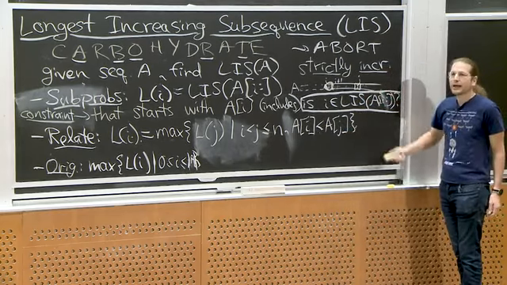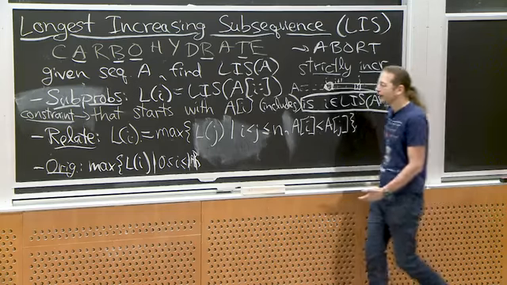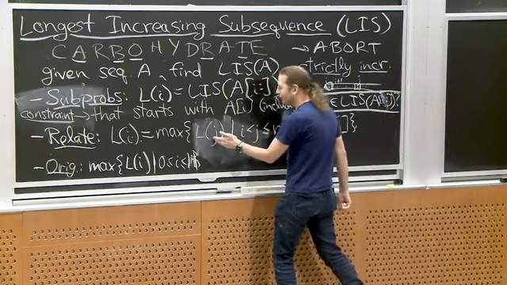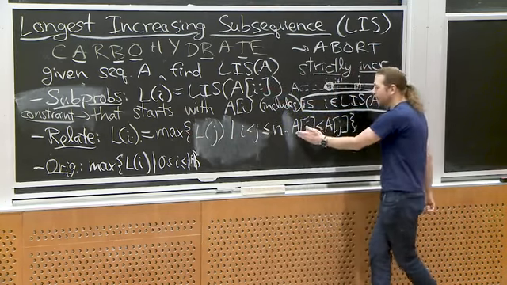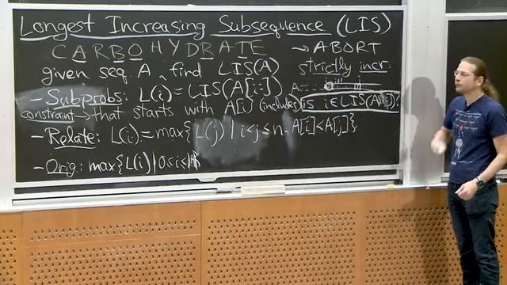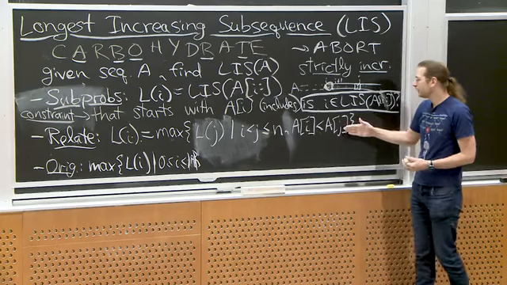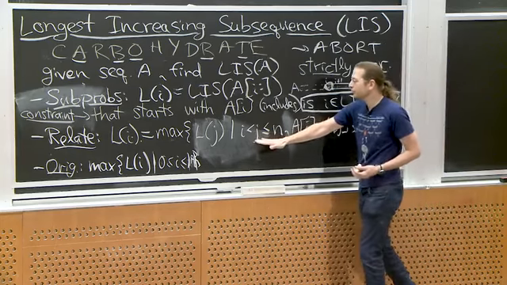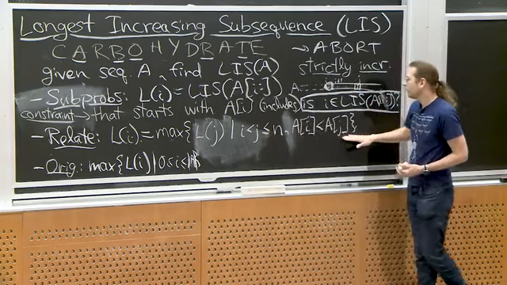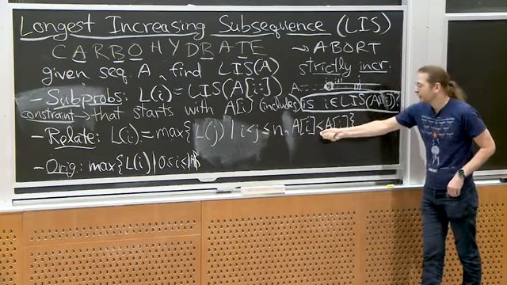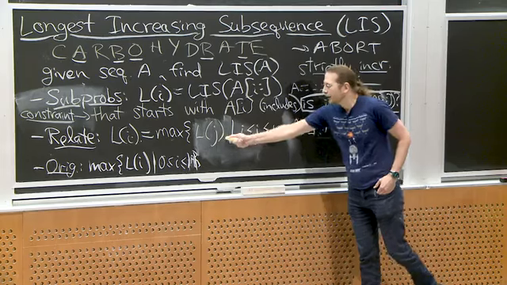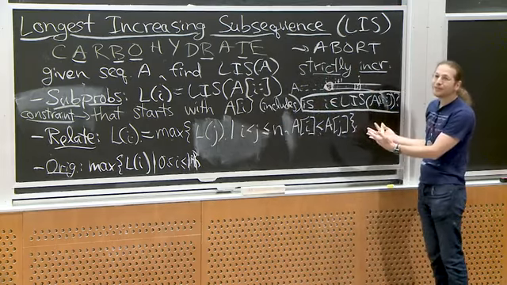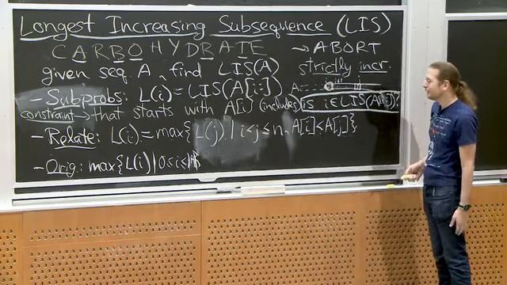OK, this is mathematical notation. In Python, you would say max open paren of this thing for j in this range if this holds. So I'm just doing the for loop, but I only look at the possible choices for j when the strict increasing property holds. And then when that holds, I check this. Now, this set might be empty. I need to define what the max is when it's empty.